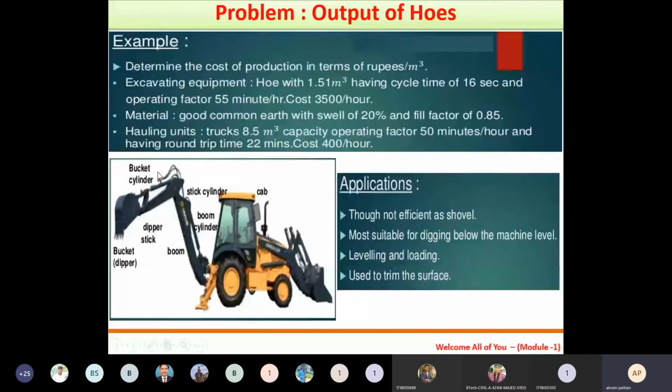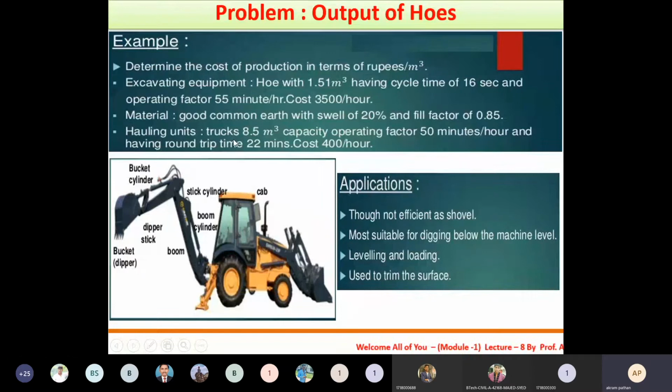Now, the hauling unit, that is, the capacity of the truck is given as 8.5 meter cube, and operating factor 50 minutes per hour, having round trip time 22 minutes.